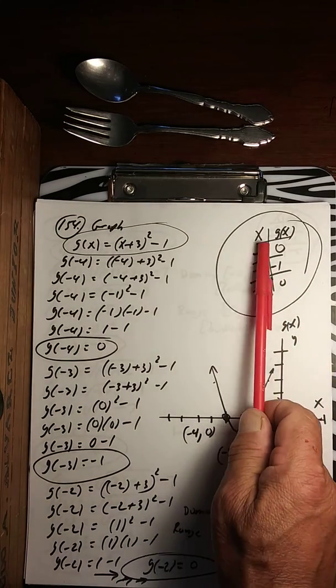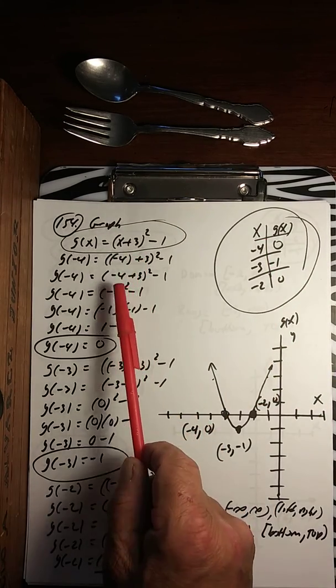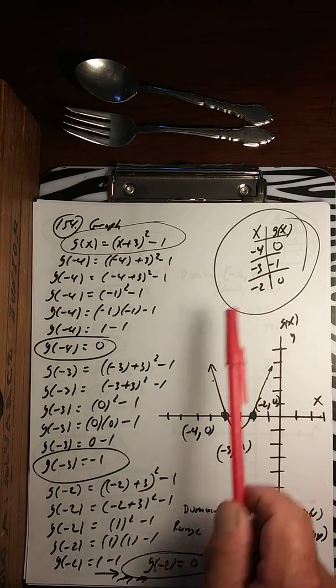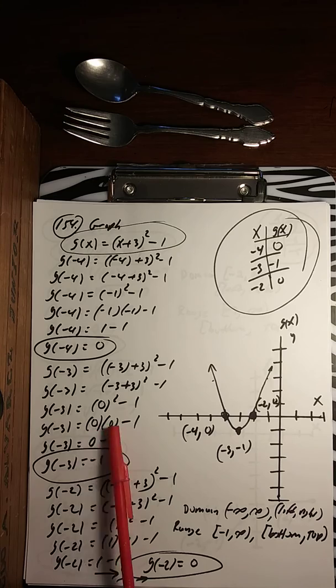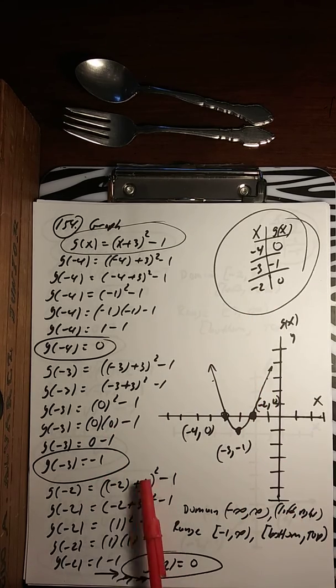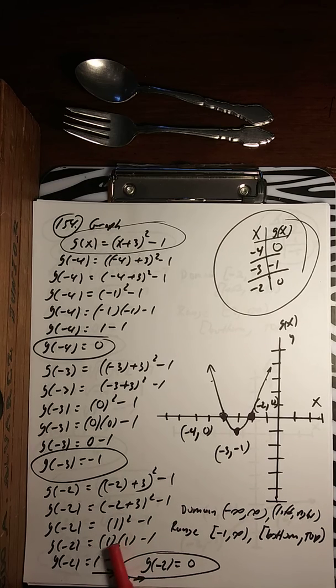This one, put the numbers in there. Negative 4 in that is going to be negative 1, negative 1. 1 minus 1 is 0. Put negative 3. Negative 3 in that is 0. 0 in that is 0 minus 3. Down 1, negative 1. Put a negative 2 in there. Negative 2 in that is going to be 1. 1 times 1 is 1. 1 minus 1 is 0.